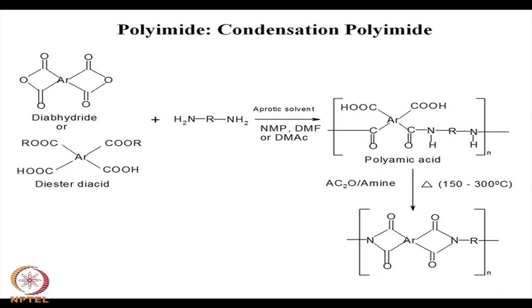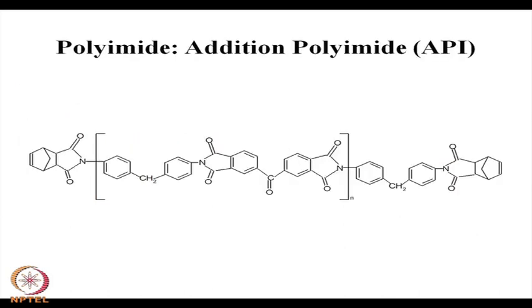So, if a high aspect ratio fiber is used as the reinforcement, and this polyimide is used as the matrix resin, one can obtain a very high performance, thermally stable and strong composite. There can be another category of polyimides known as addition polyimide. Addition polyimide in the sense, as you have seen in the previous case, that imide means that must have imide linkage like this.